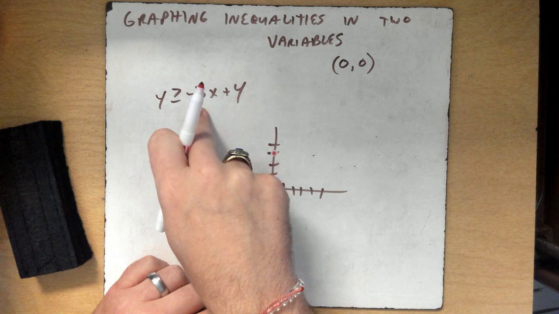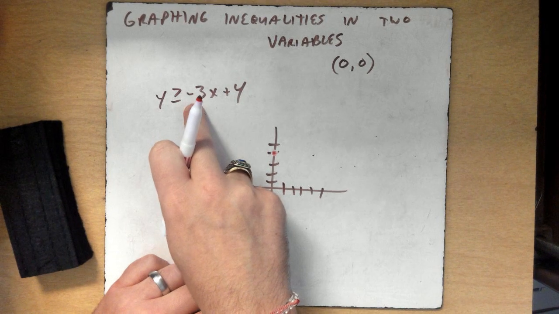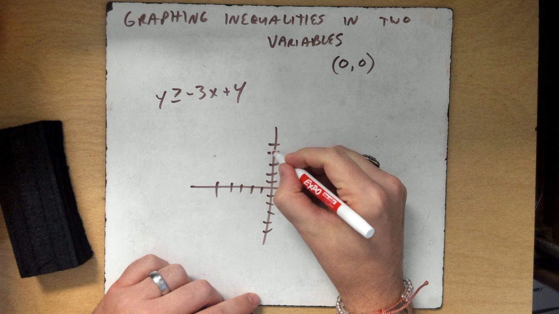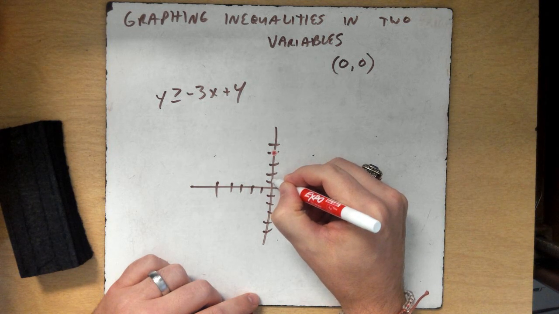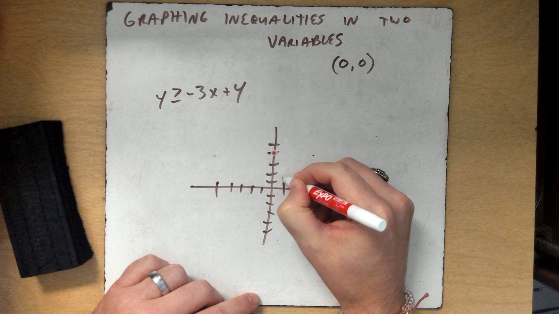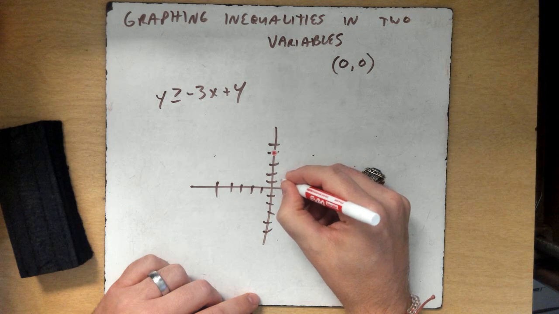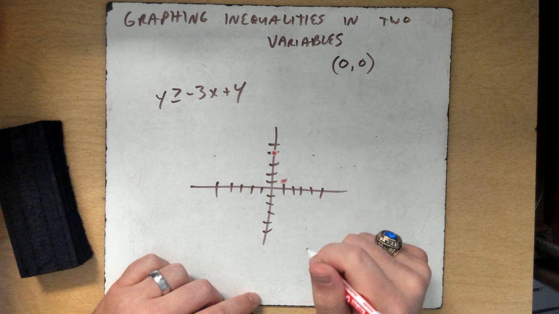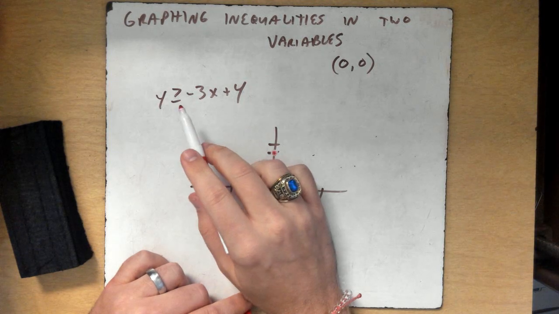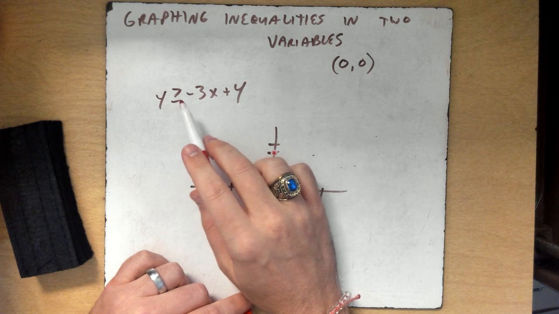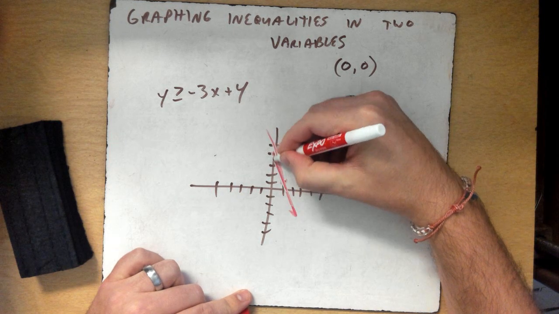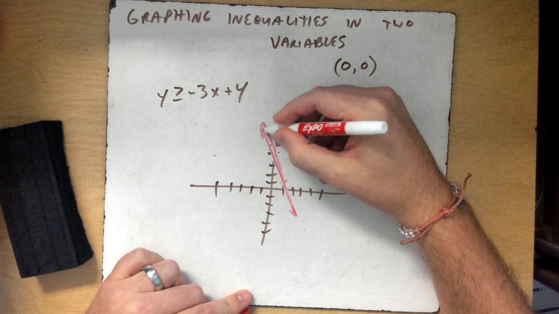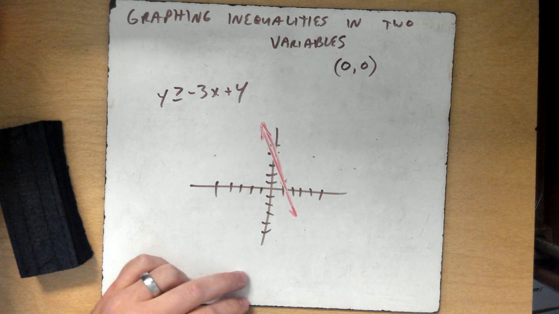Now my slope is negative 3. Remember, it's negative, so we're going to count down 3. So from here, I go down 1, 2, 3. And then, because x is by itself, it's always to the right 1. Now, look at my symbol. It has a line underneath it. If there's a line underneath it, I have a solid line.